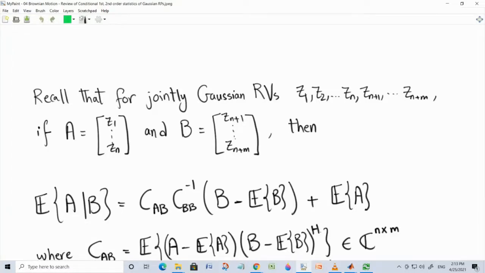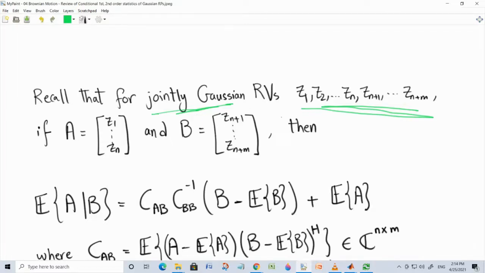Now, because x of t is a Gaussian process, if you take any random variables, here I am reminding you that for jointly Gaussian random variables, if you take a bunch of them, there are formulas for the conditional statistics, and these will be very useful when you solve problems related to the Wiener process or the Brownian motion.